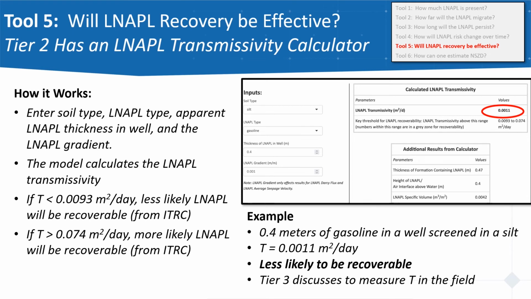So the example here, let's say you've got a well, and there's been measured by the field crews that are out there 0.4 meters of gasoline in the well, but this is in a silt type unit. So the calculator says, I think that LNAPL transmissivity is only 0.0011 meters squared per day. That's less than the metric that we just talked about. Hydraulic recovery, it's not going to be able to recover that NAPL. And so this is just this calculator you can use to get into the range. Now, if you want more detailed information, there are ways to actually measure that LNAPL transmissivity in the field. Tier 3 describes how you can do that.